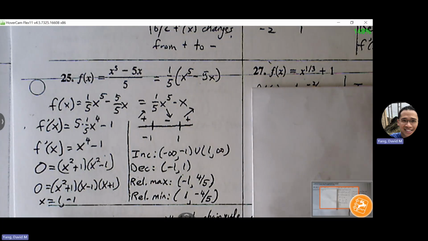And I ran out of room. I didn't write the because statements, but this one will be because f prime is greater than 0, because f prime is less than 0, because f prime changes from positive to negative, because f prime changes from negative to positive. You use this space for 27. We're going to skip 27.